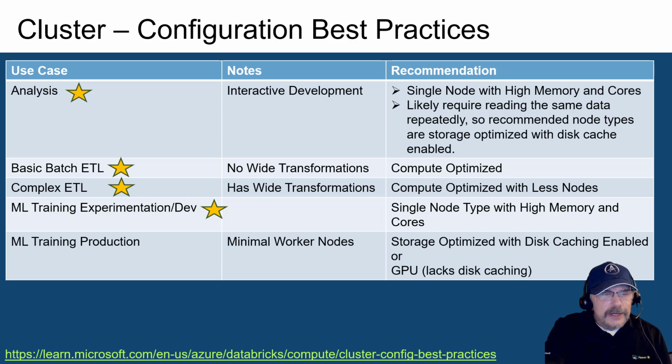Machine learning training, experimentation, and development, they recommend a single node type with high memory and cores, which is the same as for analysis. When you're doing machine learning in production, again, minimal worker nodes, storage optimized with disk caching enabled, or maybe you're going to want to use GPU. GPU cores are great, but I called this out of the notes just to be aware it lacks support for disk caching, which could also impact performance.